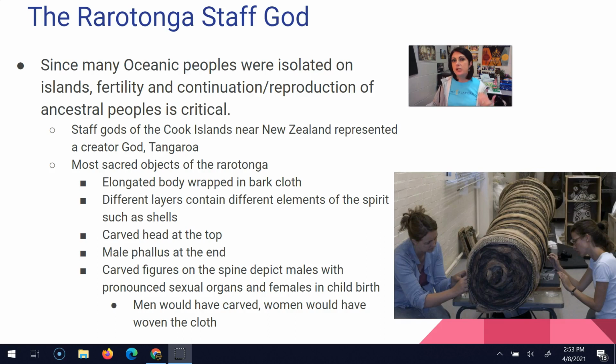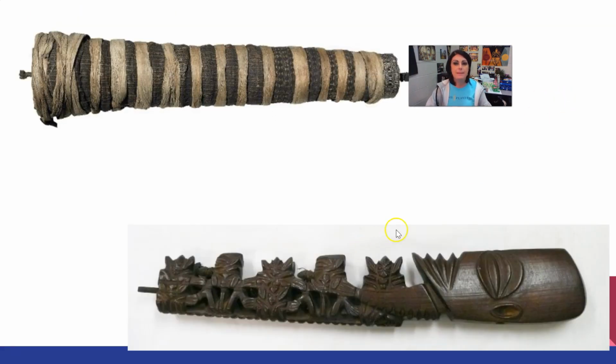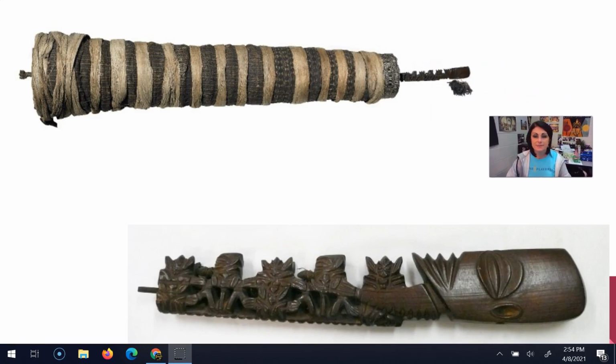And again, this would have been showing not only in the carvings of the importance of men and women, but also in how this was made, that the men would have carved the body and the women would have made the bark cloth. So it's men and women and both of their importance in society. All right. So this is what it would have looked like. Notice down here at the far left end that the phallus has been removed. And you can see the body with the large number of bark cloth that is wrapped around it, which would have held different charms and stuff within it. And then this is the head at the top.